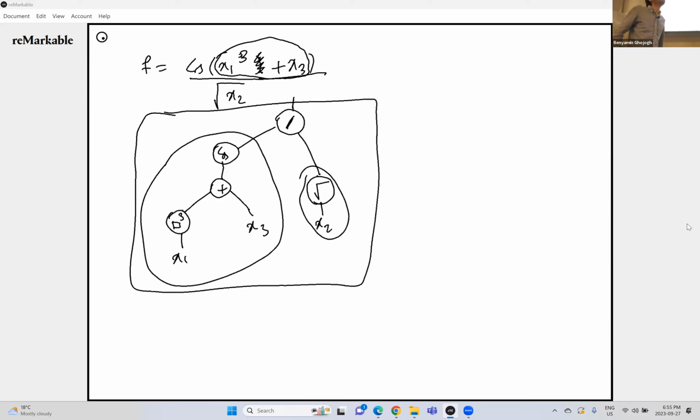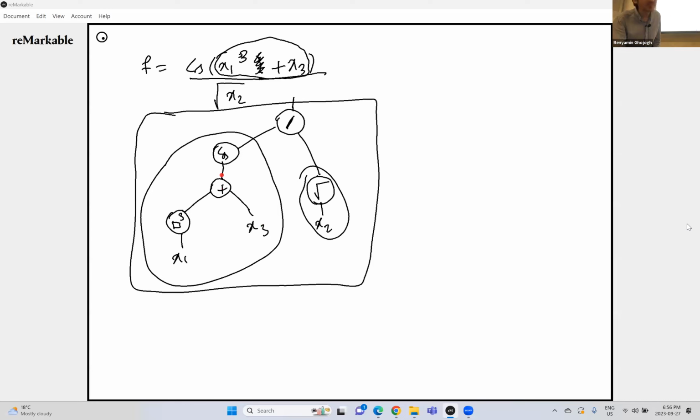Did you understand how I made the tree? For you to understand the tree, try to analyze it from bottom to up. Let me repeat it. I have x1 to the power of 3, so the power 3 operator is applied on x1, and it has one input, right? The operators might have one input or two inputs. Here power has one input. Then I have x3. The plus operator has two inputs, which get x1 to the power of 3 and x3.